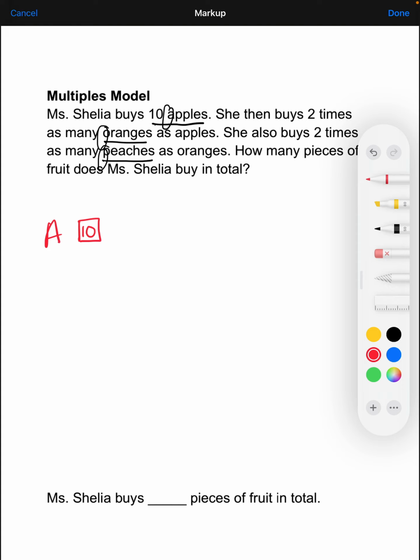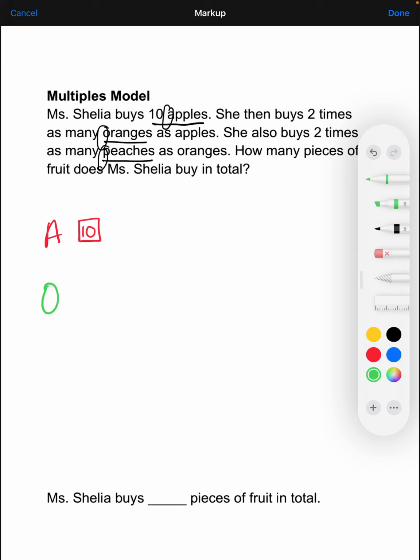Now it states she then buys 2 times as many oranges as apples. So that means however many apples she has, she should have twice as much oranges as her apples. So I'm going to pull up my bar to represent O for oranges, and I'm going to change this one to this pen so that they're consistent. I'm going to change that color to green.